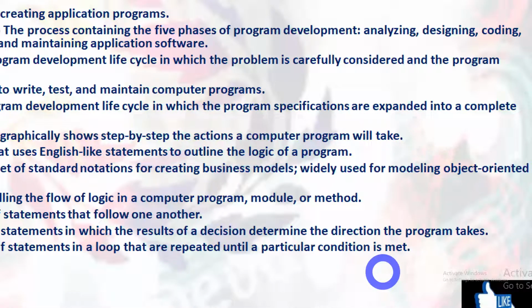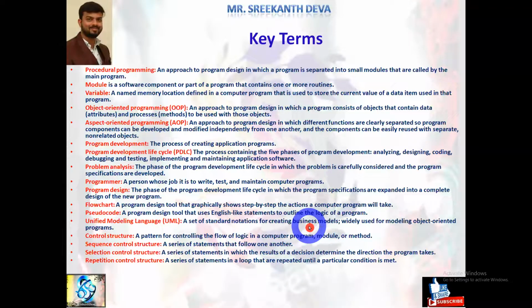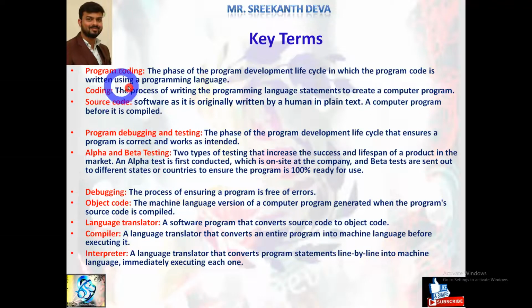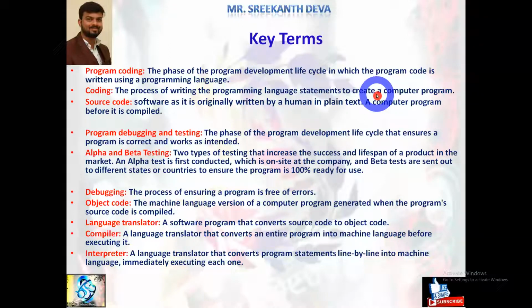These are all common terminologies or key terms we use in the program development environment. Program coding is the phase of the program development life cycle in which the program code is written using a programming language. Coding is the process of writing programming language statements to create a computer program. Simply, we provide a solution to the given problem with a set of instructions; that comes under coding. We are all coders or developers, providing solutions to given problems.